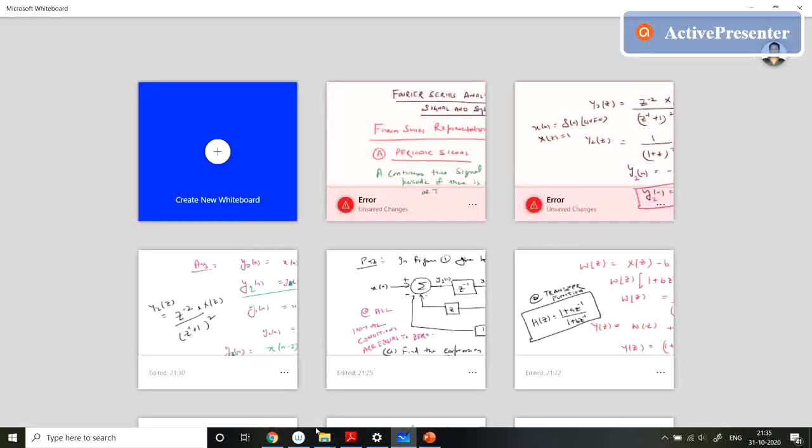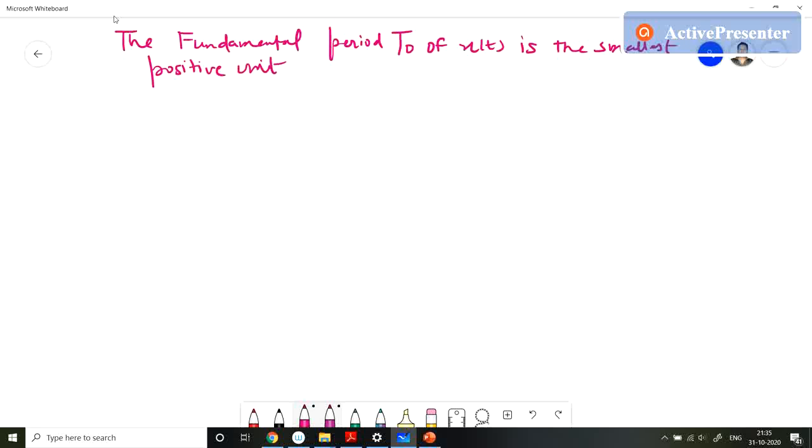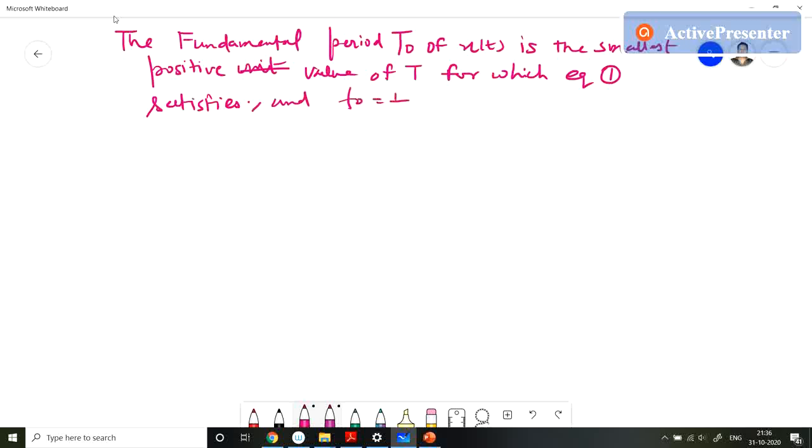So there is a fundamental period. The fundamental period T0 of x(t) is the smallest positive value of T for which equation 1 is satisfied. And f0 equal to 1 by T0 is called the fundamental frequency.